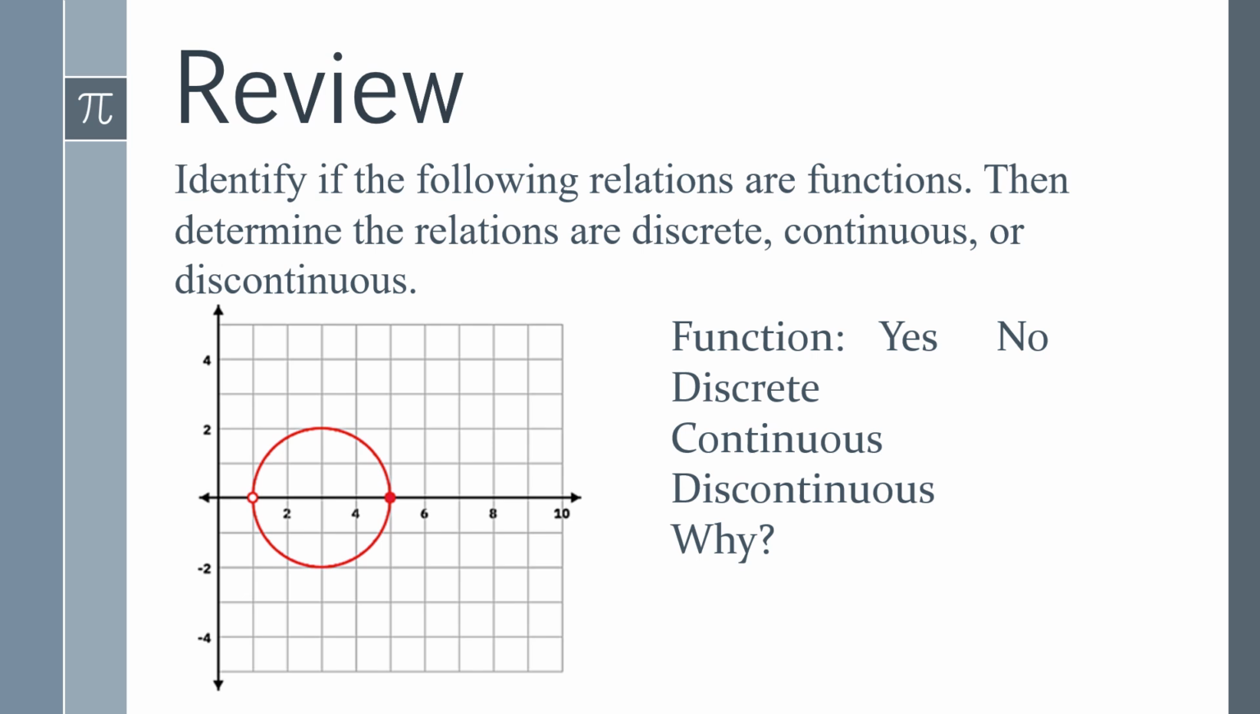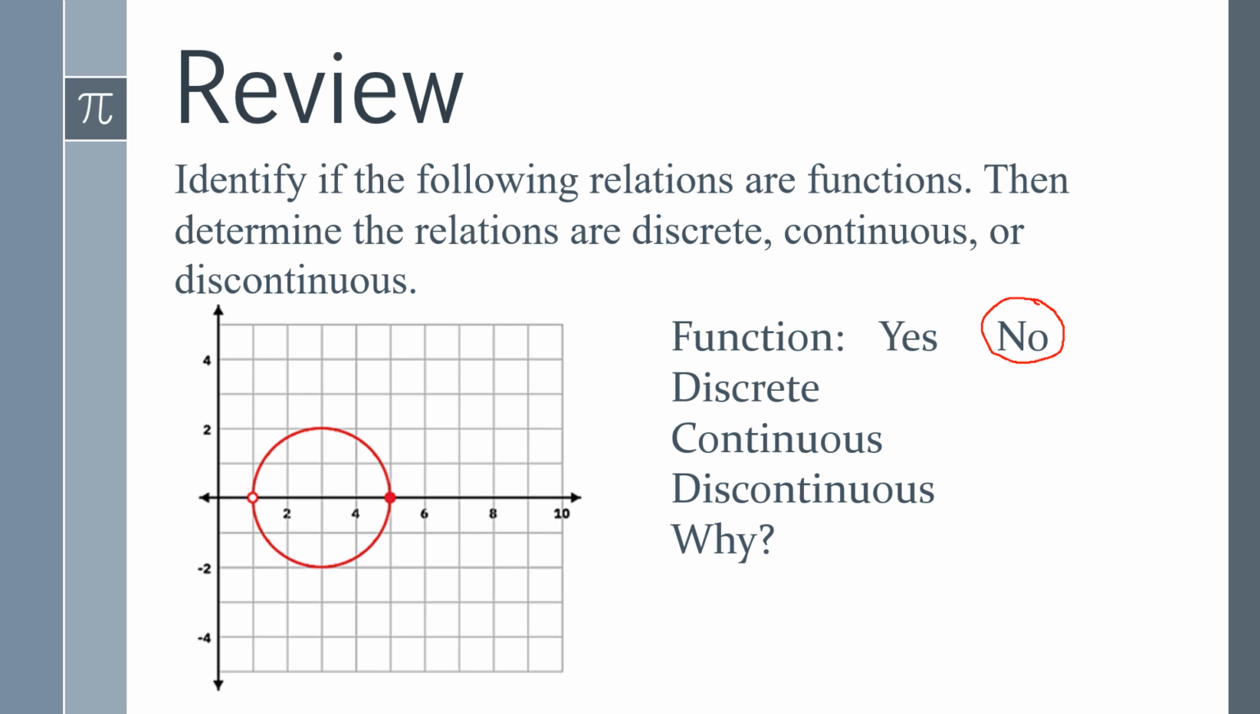Now, if we look, we can see right off the bat we have a circle. And at one point here at +3, we have two values going up and down. So this is not a function. It's a relation, but it's a circle, therefore it's not a function.